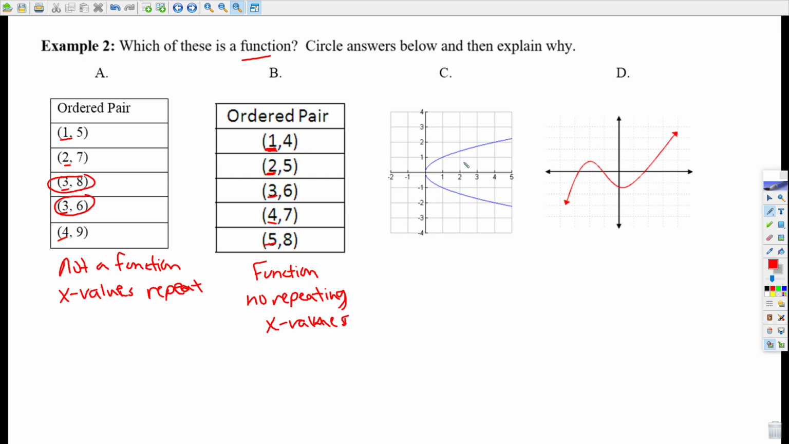If we go to part C, if we can ever draw a vertical line and go through more than one particular point on the graph, then it's not a function. As you can see, as I draw multiple vertical lines, it goes through more than once. So this first one goes through here and here, and similarly to the other ones, they all go through twice. So as soon as you draw a line anywhere and it goes through more than one time, it is not a function.